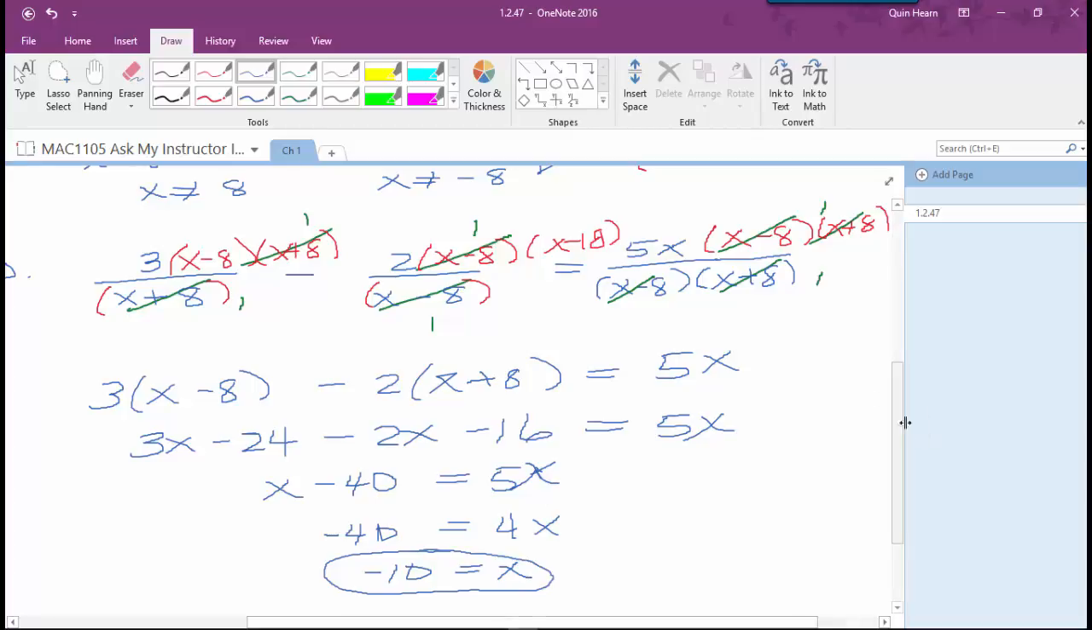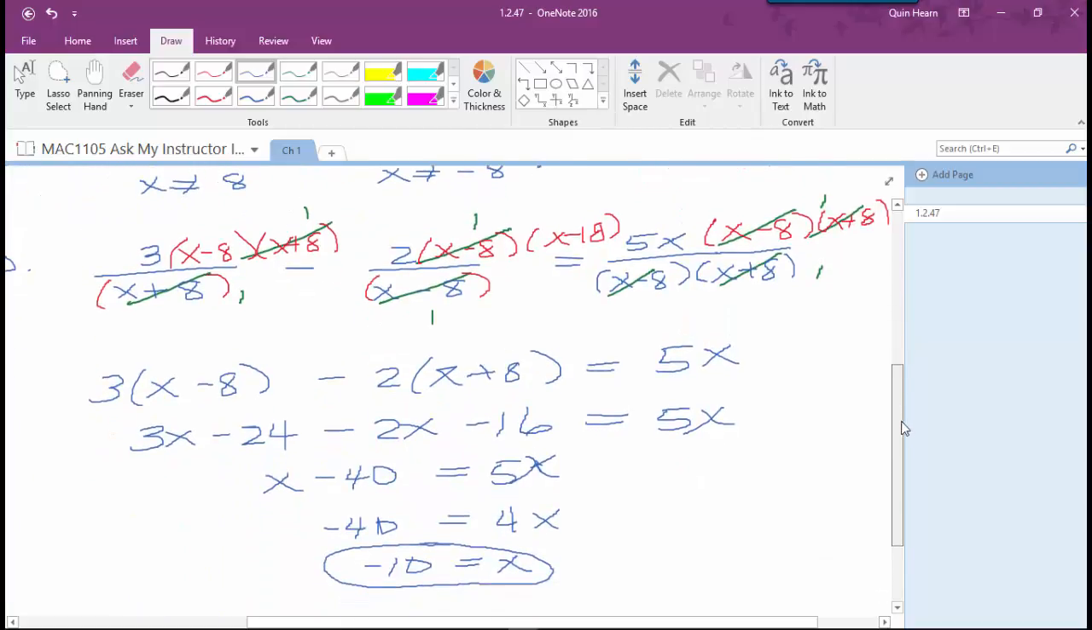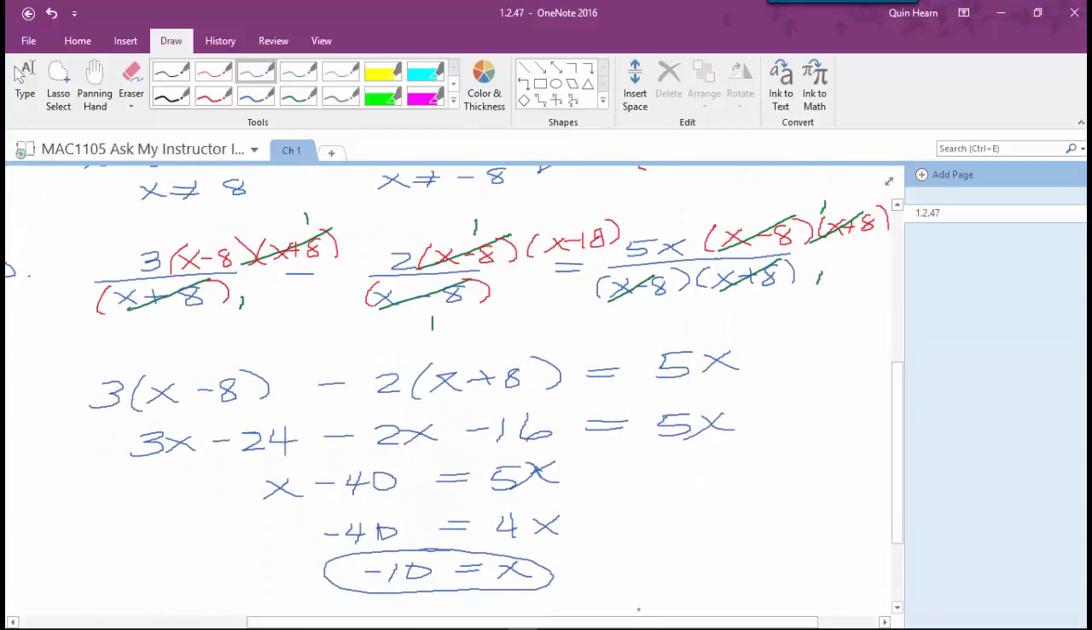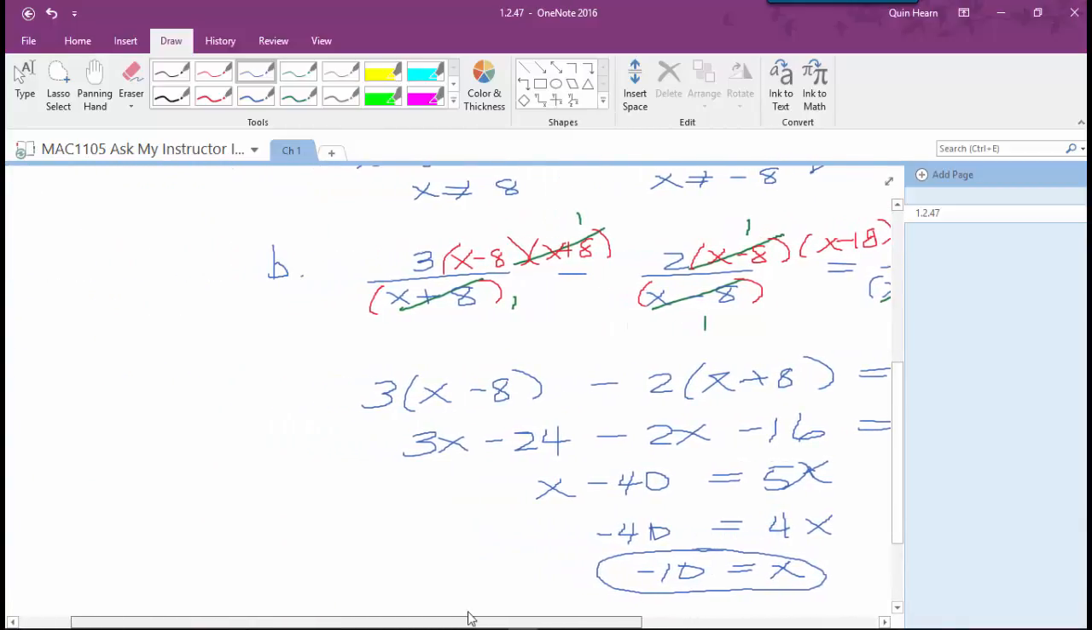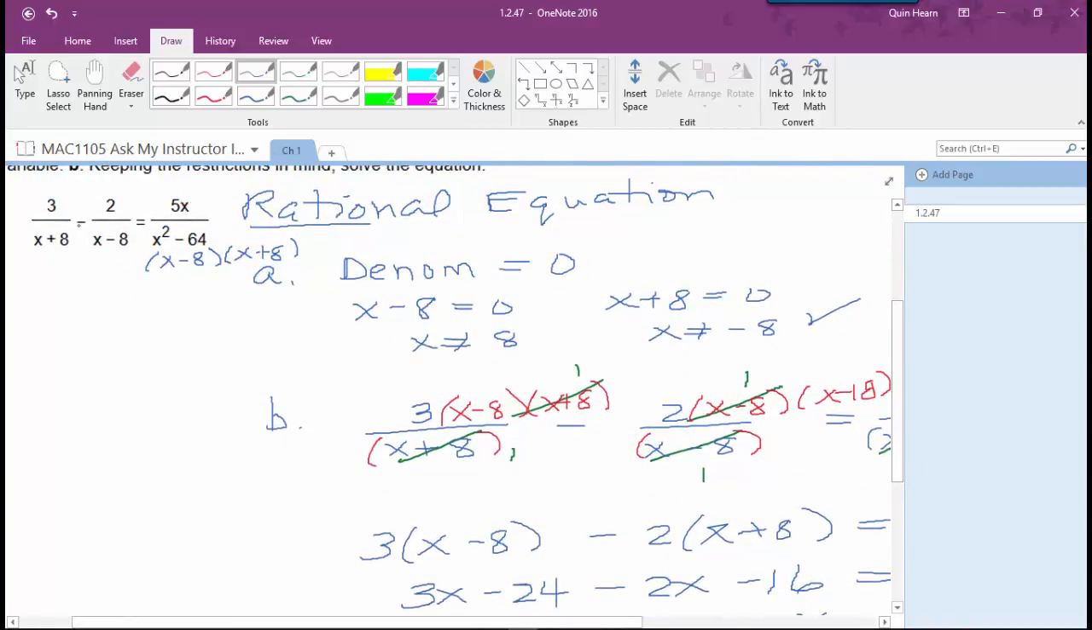If you have time, you can go ahead and plug it into the original equation to check to see if it works. But it's not mandatory in this type of problem that you do that. As long as we did our steps right, x equals negative 10 should work.